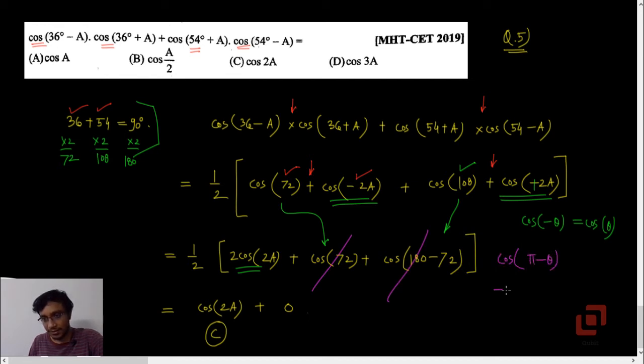Allied angles, cos of minus 72, minus cos of 72 and cos 72, and 2 goes, so you will get cos of 2a, and that is option C. Okay, so a question based on product to sum formulas and allied angles, right? That was fifth. Let's go to the next one.